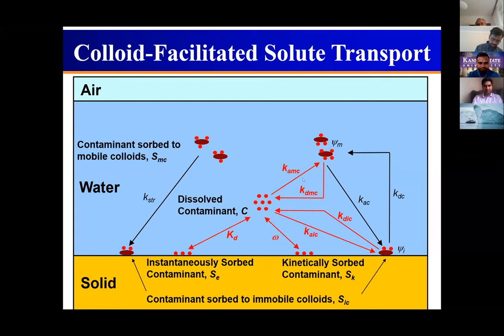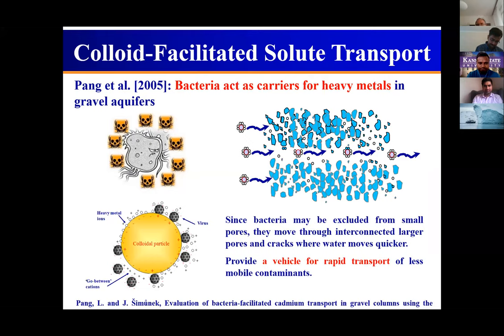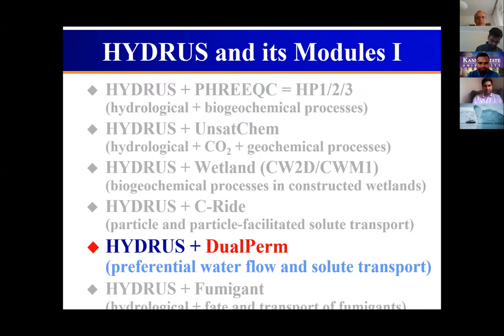And this is a relatively complex system because each of these equations is one ordinary differential equation which we need to solve simultaneously. And there are many examples. I worked on this example already in 2005, where we simulated the transport of heavy metals carried by bacteria in the subsurface aquifers. Since bacteria are relatively large, they cannot move into the small pores, they move only in the large pores. And so their movement is actually faster than the average water velocity. And so they can provide a vehicle for very rapid transport of these contaminants.